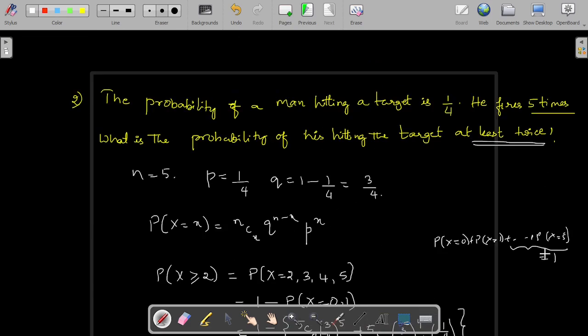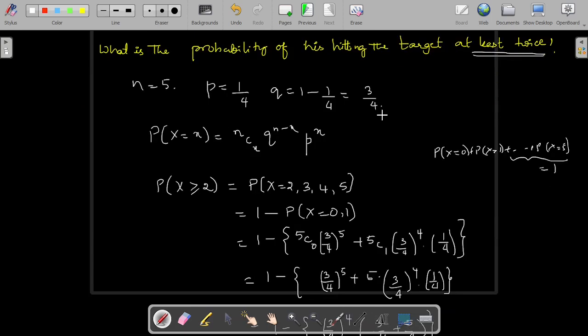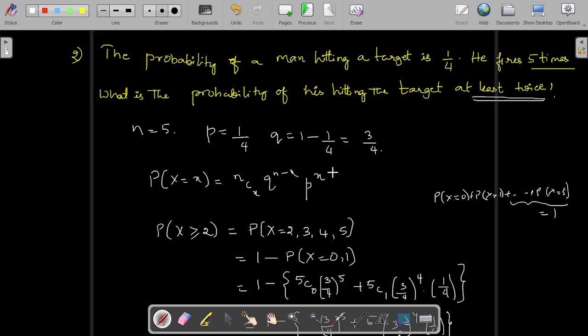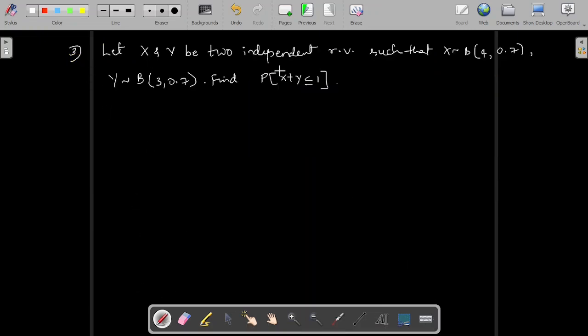Here we applied binomial distribution because there is more than one trial and it satisfies all the conditions of Bernoulli trials. Probability of success is given. We found the probability of failure. We used the probability mass function of binomial distribution, hence we got the value. Now see the next problem, the third problem.